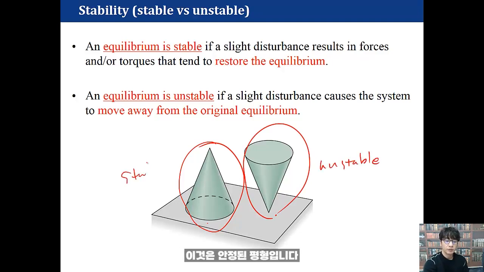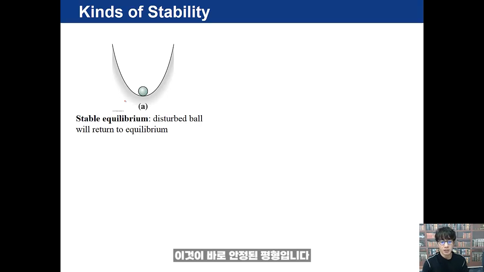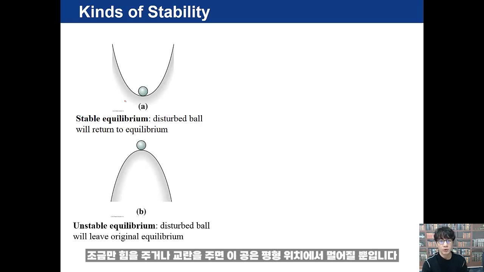This is stable equilibrium. What determines stable and unstable? For example, here in this curve, this ball is in stable equilibrium. If you give any disturbance, a small perturbation, then the ball will return to the equilibrium. That's stable equilibrium. This is unstable equilibrium. If you give any little force, this ball will just move far away from the equilibrium position.